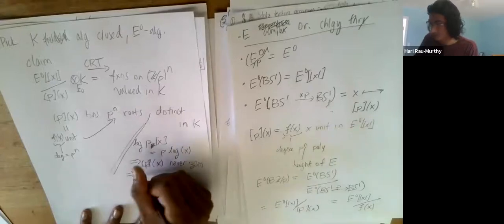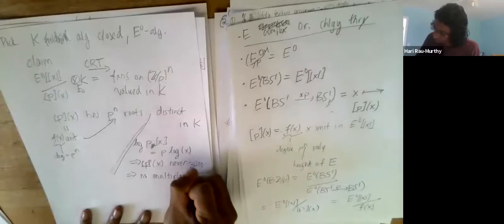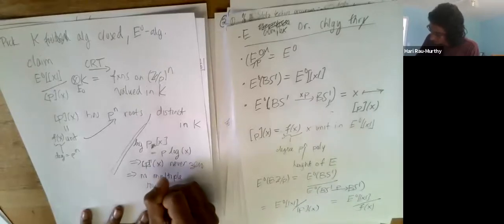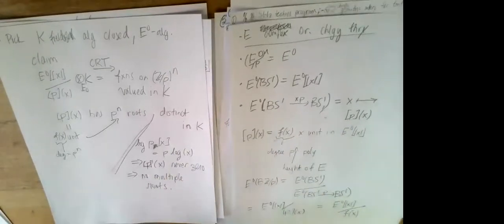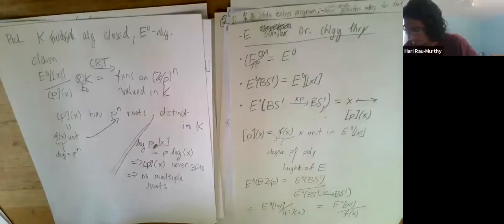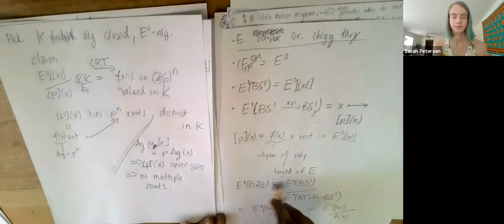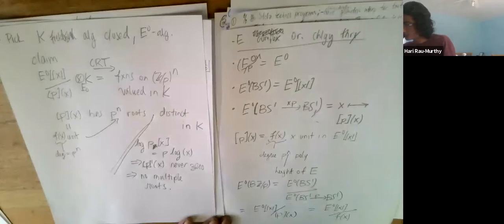To imply that there are no multiple roots. So K is not just an algebraically closed field, it's a closed field of characteristic 0. Yeah, I think so.